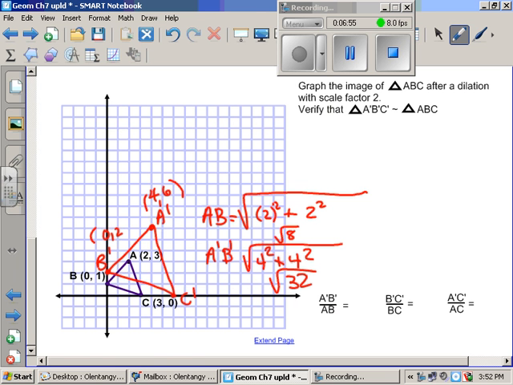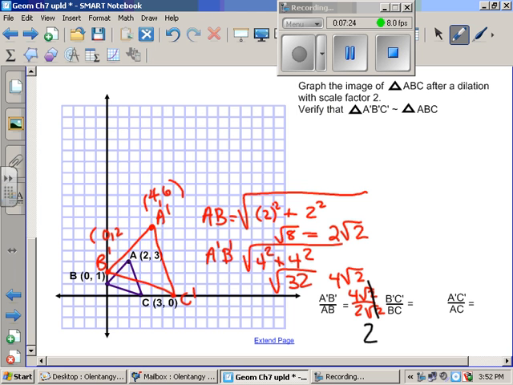So to reduce those, the square root of 8 is 2 square root of 2, because it's 4 times 2, right? 8 is 4 times 2. And the square root of 32 is 4 square root of 2, because 16 times 2. So I've got 4 square root of 2 over 2 square root of 2. And if I reduce those fractions, the square root of 2's cancel, and 4 over 2 is 2.